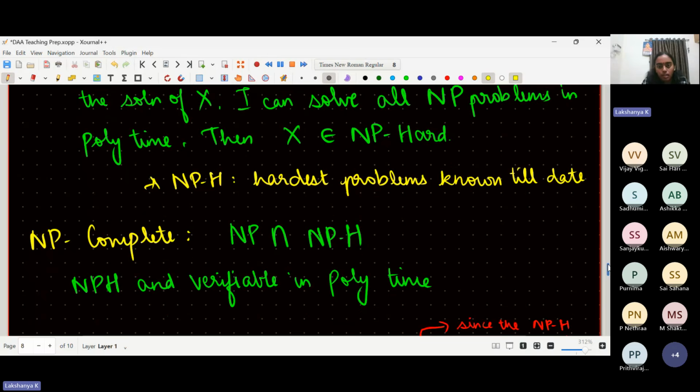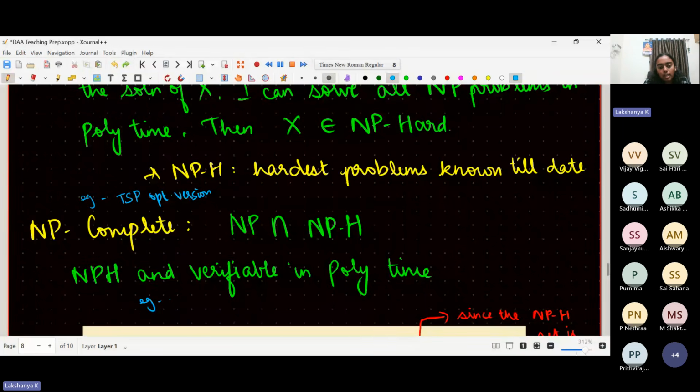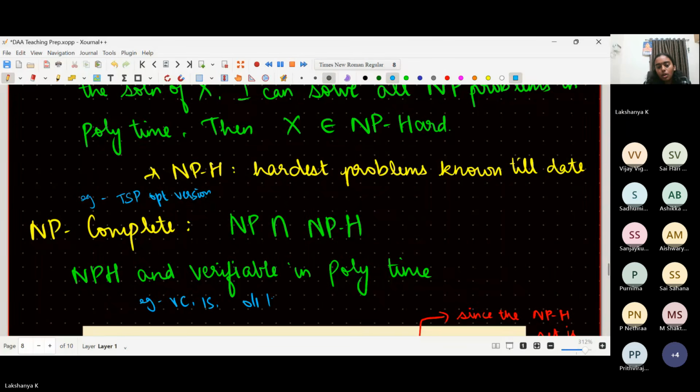I didn't give you an example for this one, right? An example for this one could be your TSP optimization version. Your vertex cover, your independent set, your 0-1 knapsack, all the optimization versions of these are NP complete. And we'll be looking at a proof shortly.